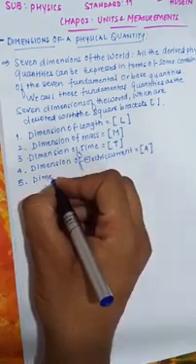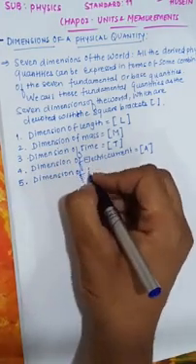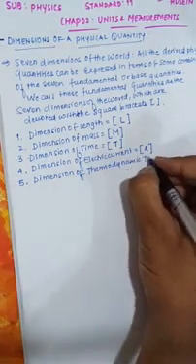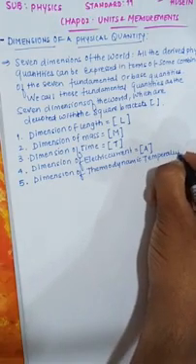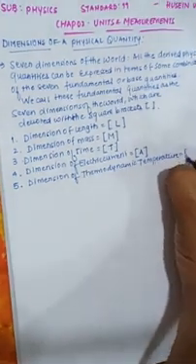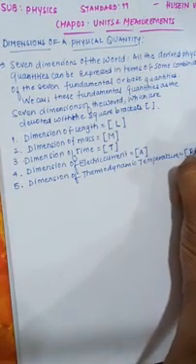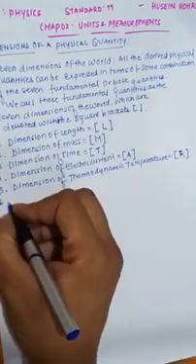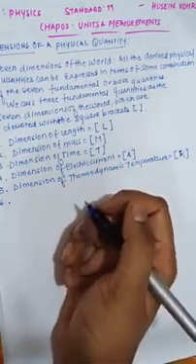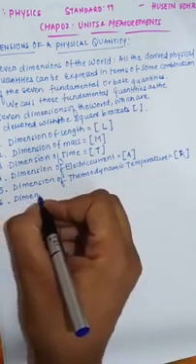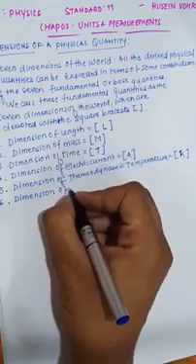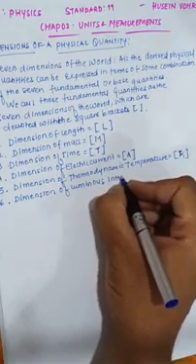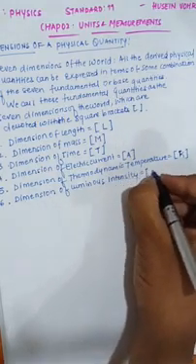Next, dimension of thermodynamic temperature, you are going to denote by capital K. Clear? Sixth, because it is again named after the scientist Kelvin, that's why it's capital K. Next, dimension of luminous intensity, named after the scientist Candela, CD.